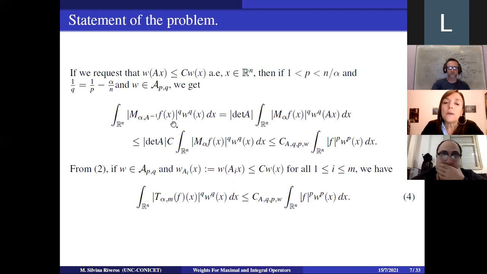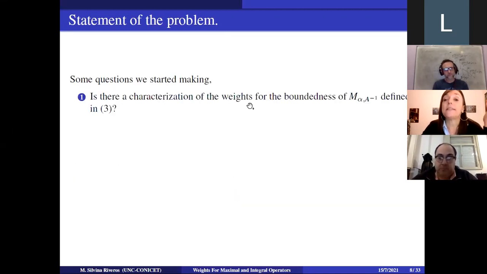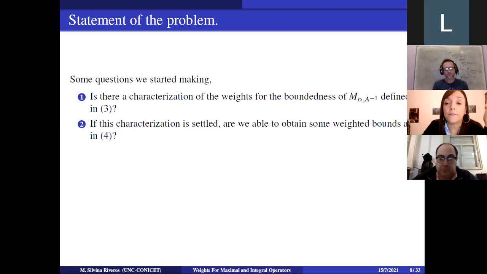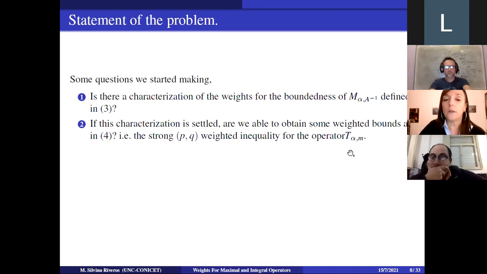So here is one of the first questions that involves this work. Do we have good weights for this fractional maximal operator? Because here we had to go through the A_{p,q} classes and ask this homogeneity condition on the weight. So is there a characterization of the weights for this maximal fractional operator? If we are able to find this characterization, are we able to get a bound, the strong (p,q) weighted inequality for the fractional operator?